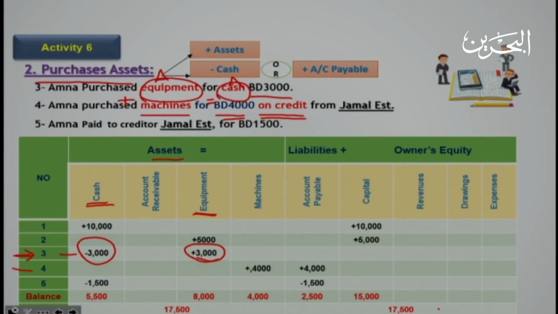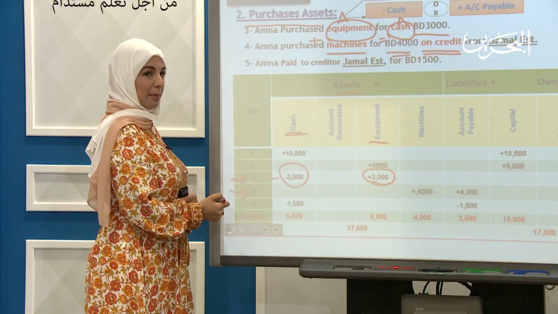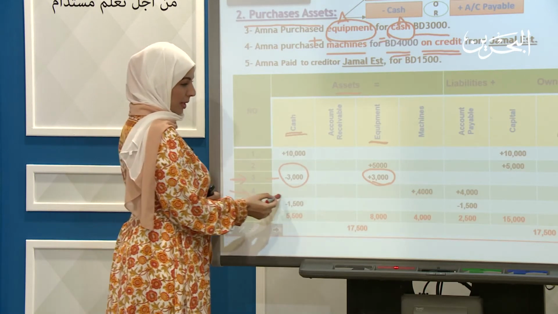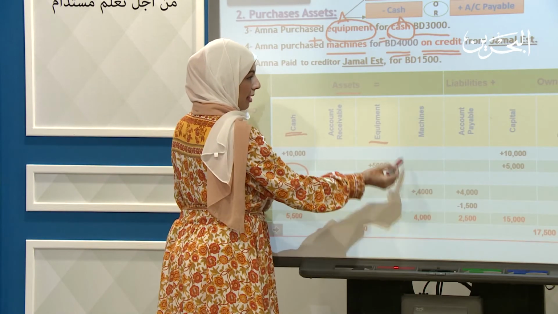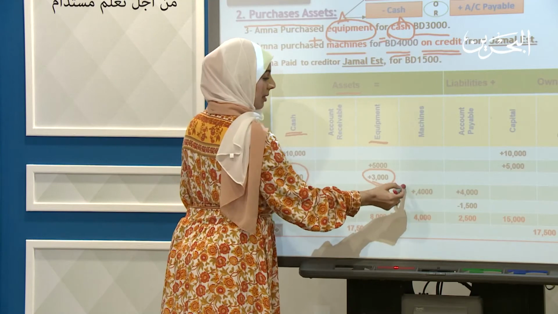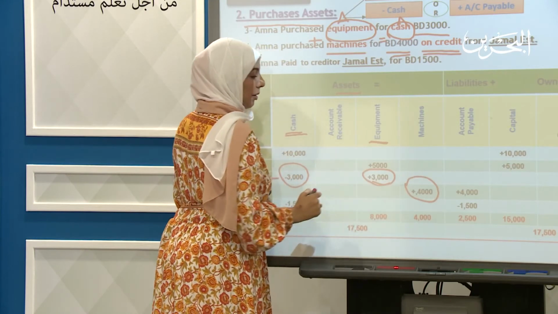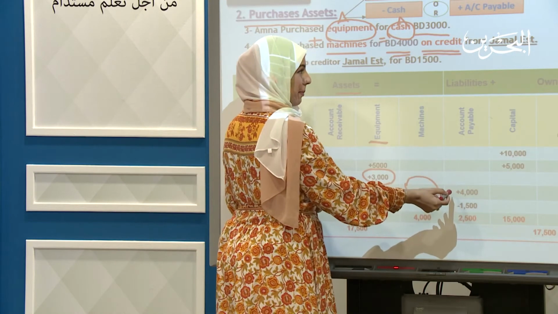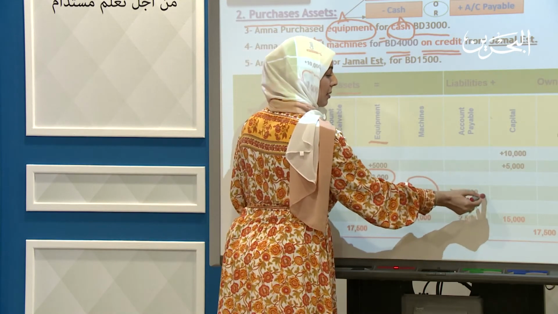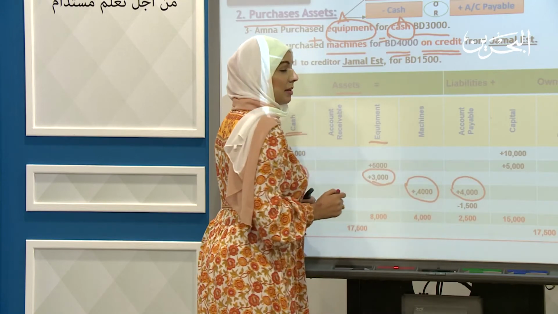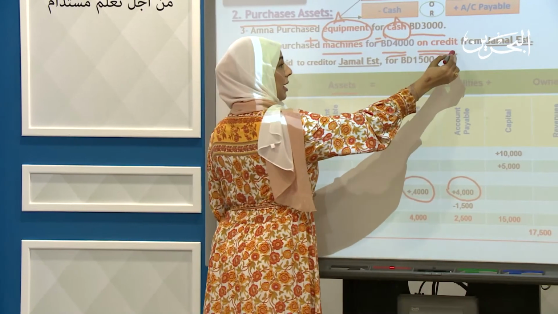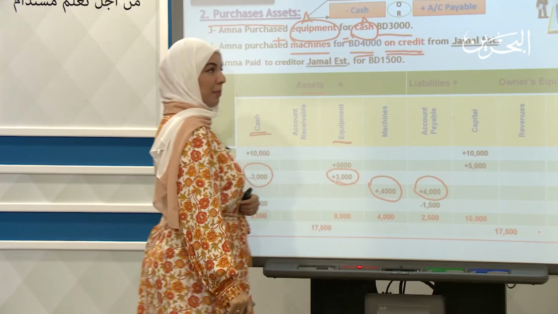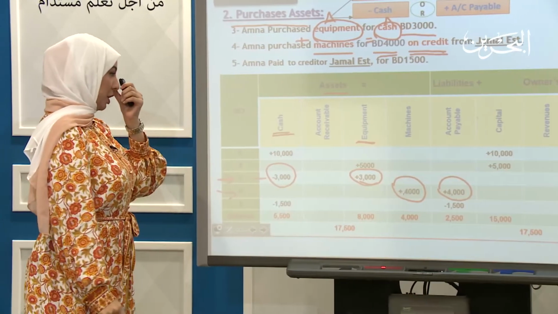Showing this transaction in the table, going to transaction 4, the machine in my company will increase. Going to the machine account under the assets section, it will be increased by 4,000. Shifting to the liability of my company, it will increase by 4,000. Why is the liability increased? Because I didn't pay the price or the cost of this machine.